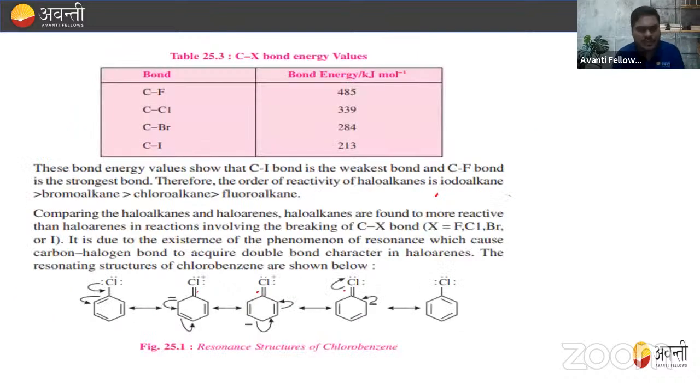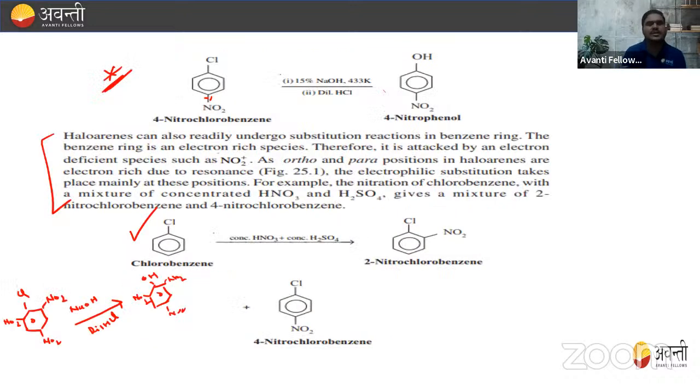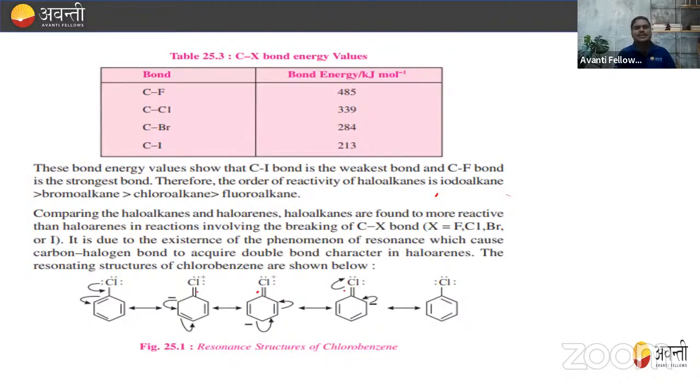So this is all about the reaction. Just like nitration, we have reactions like halogenation, Friedel-Crafts alkylation, and Friedel-Crafts acylation. All these reactions take place at the ortho and para positions only, right? Now, let's see the energy differences.